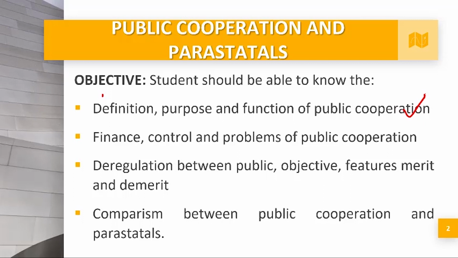Then next, we have deregulation, and we look at the objectives, the features, the merits and demerits of deregulation. The next on the list is the comparison between public corporation and parastatal. So these are the things we are expected to do after this class.